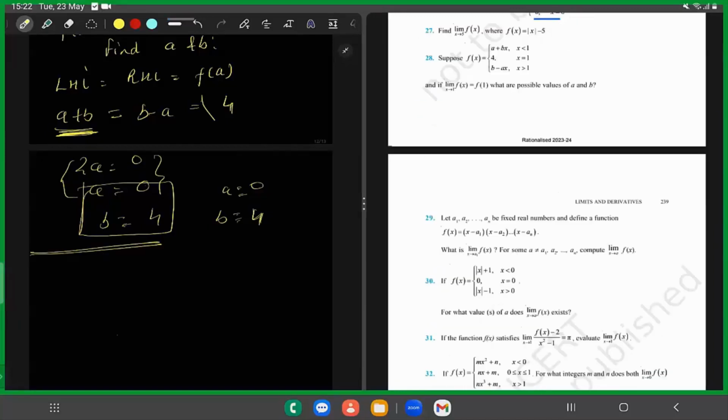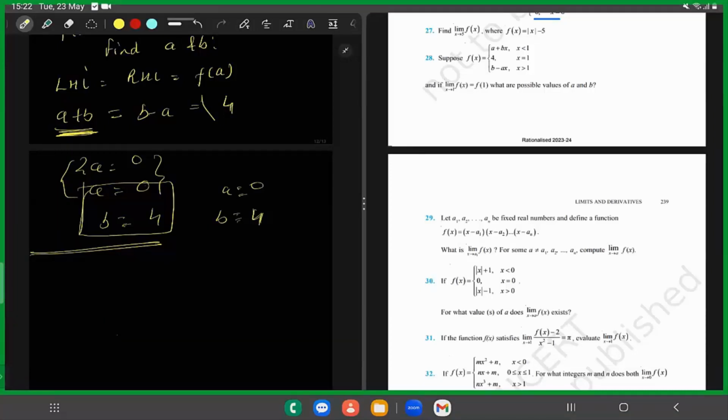Okay, so in question number 29, you are given a polynomial expression, that is f(x) equal to (x minus a1)(x minus a2) up to (x minus an). So you have to compute the limit for a not equal to a1, a2, a3, ..., an. If we directly put the value into the function expression, we don't get any form like infinity by infinity or 0 by 0. So we can directly put the value into the function expression.